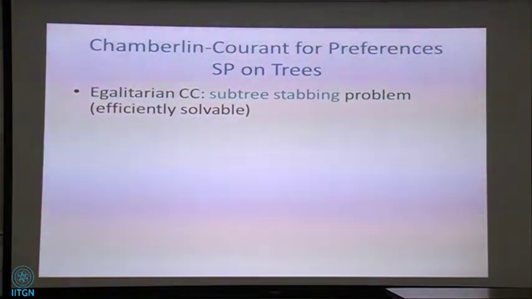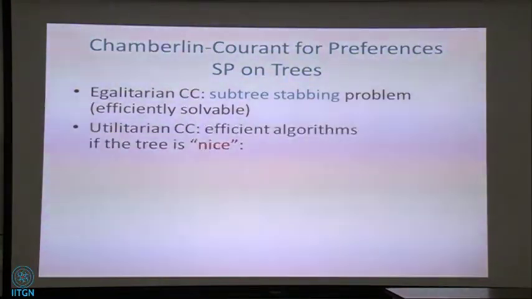And we want to step all of them, right? And subtree stepping is also efficiently solvable, right? So this is also known in the literature, but again, it's not that hard to do it greedily yourself. Now for utilitarian Chamberlain Courant, things are harder.